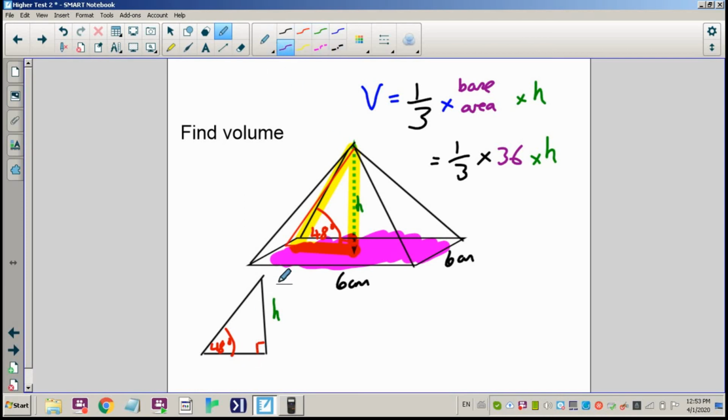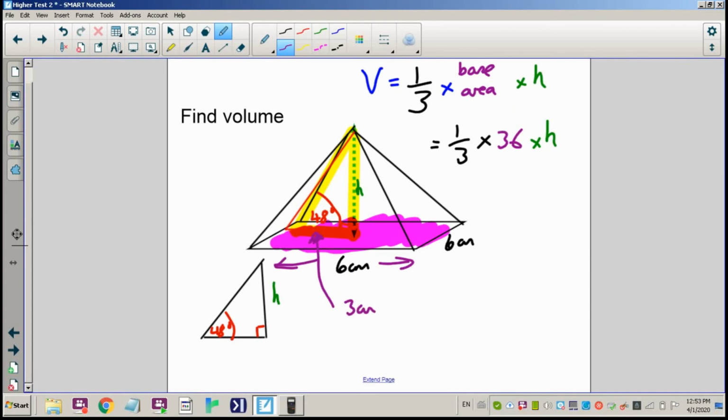Well, if this whole length here is 6, and think about the symmetry of the shape, then it's fairly certain that that must be 3 centimeters. Why fairly certain? Because it's a question that's been set for you to answer, so there aren't too many tricks here. So what possible value could it take? It's going to take half of this whole length, whole side of the square base. So we put 3 in there.